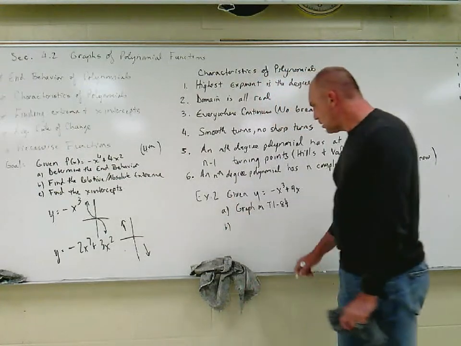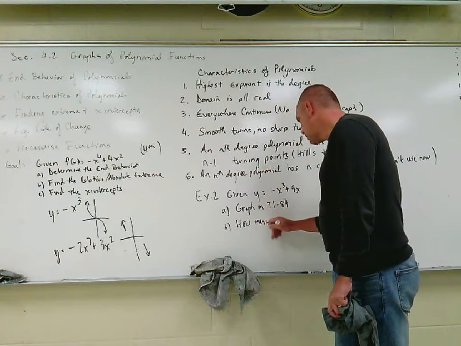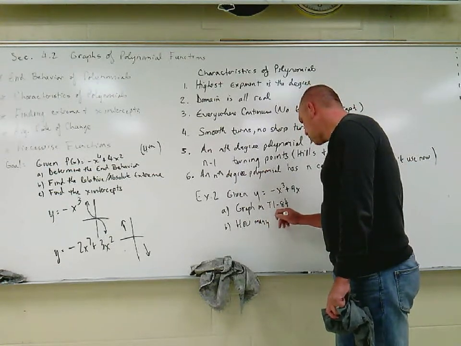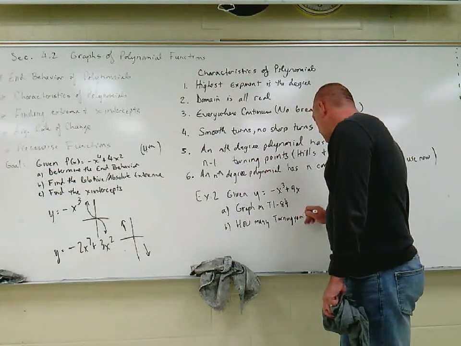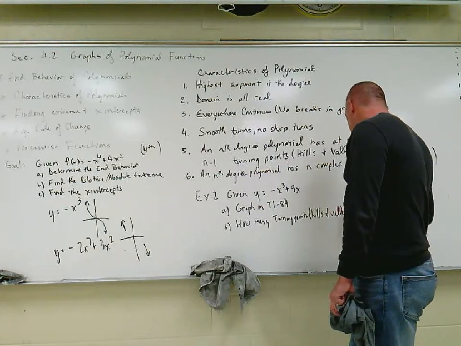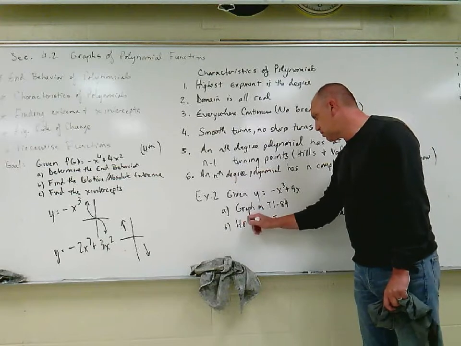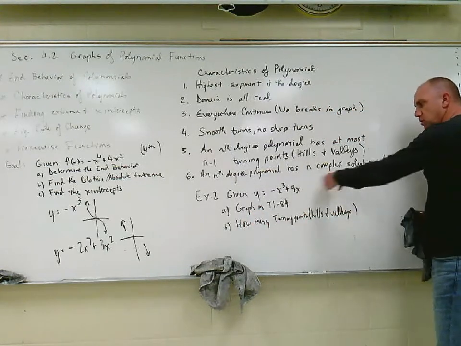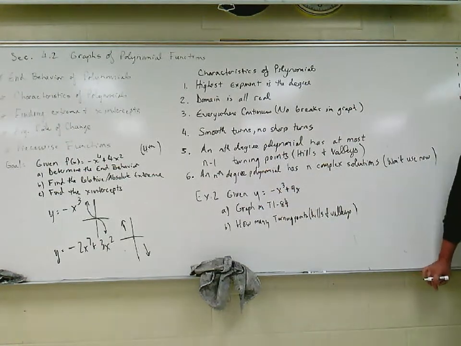Part 2: how many turning points or hills and valleys do you see? Those are called hills and valleys, they're technically turning points, but you'll see they have another name. So how many turning points do you see? All right, so graph this one on your TI. It's negative x cubed plus 9x. Graph that one on your calculator, and let's have a look at it and see if it matches all of this stuff.